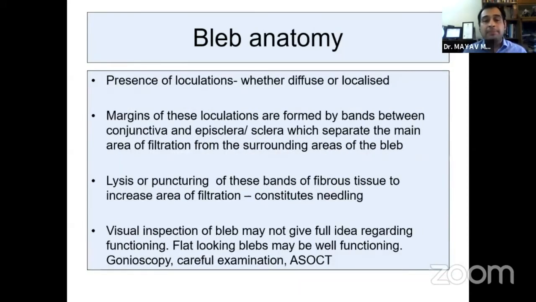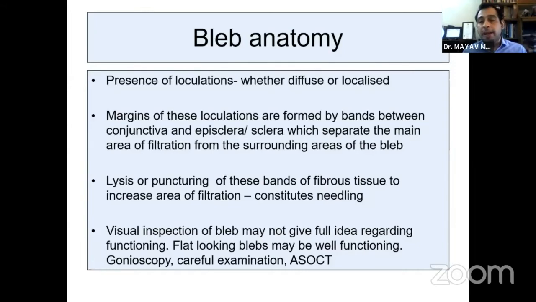Regarding bleb anatomy, a bleb has loculations within it, which can be either diffuse or localized. Margins of these loculations are formed by bands between either the conjunctiva and the episclera, or the conjunctiva and the sclera, or subsclerally itself, which separate the main area of filtration from the surrounding areas of the bleb. Lysis or puncturing of these bands of fibrous tissue to increase the area of filtration and improve the functioning of the bleb constitutes needling.